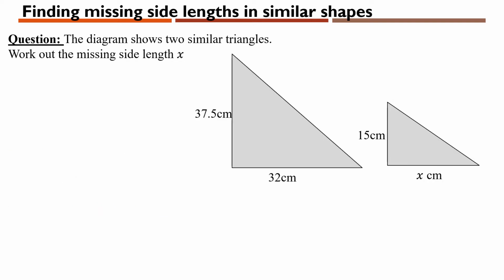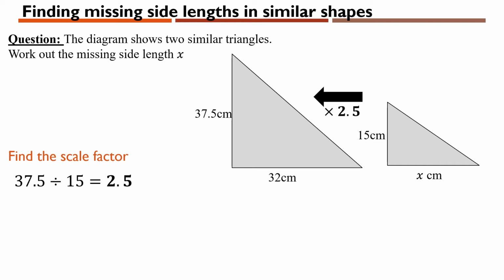This question here, feel free to pause the video if you want to, or you can go through it with me. So we've got two similar triangles, so we know they're similar because they've told us, work out the missing side length. So to work out the scale factor here, we're going to use our heights because we've got two heights, they're in the same position. So we're going to do 3.75 divided by 15 to give us a scale factor of 2.5.